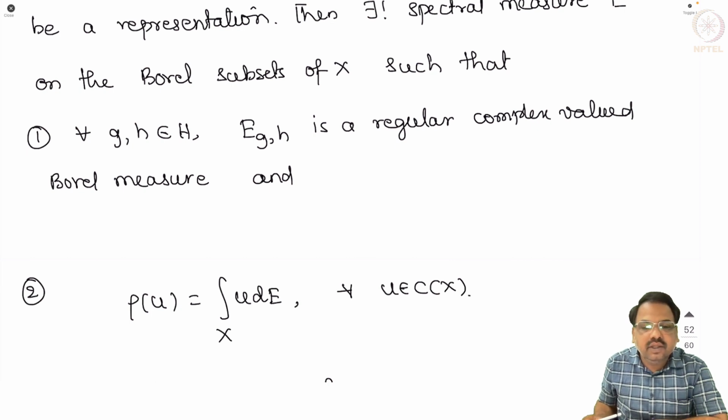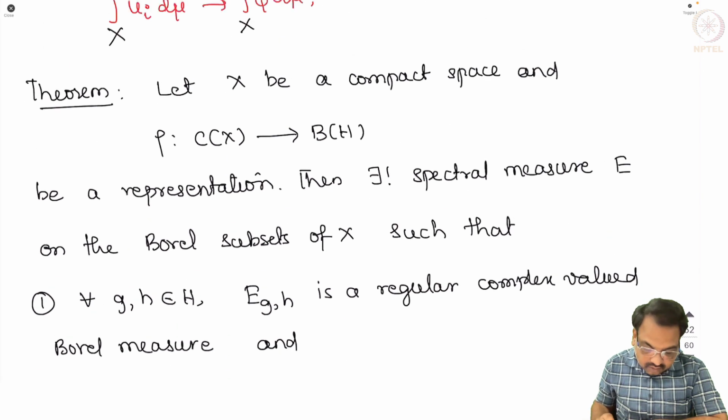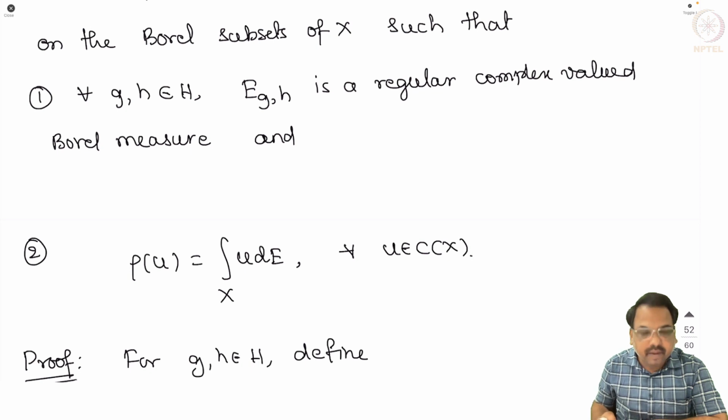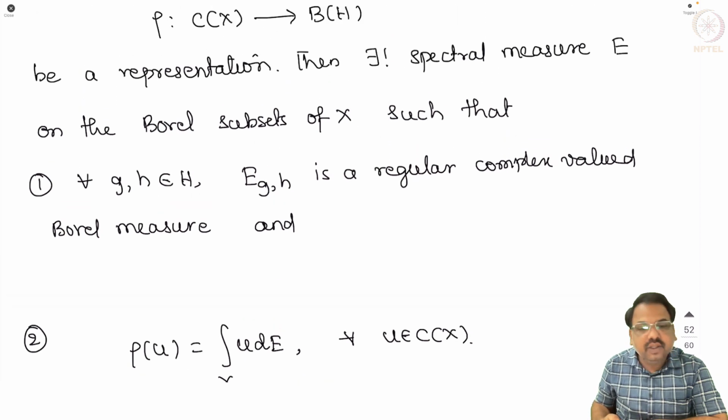Earlier we have shown that given a spectral measure E, if you define rho of u as the integral over X of u dE, that gives a representation. Now we are looking at the converse part. That means if given a representation from C(X) into B(H), we want to represent it by a spectral measure. The idea of the proof is that we want to use the Riesz-Markov theorem to get a measure, and using that measure we want to define the spectral measure.